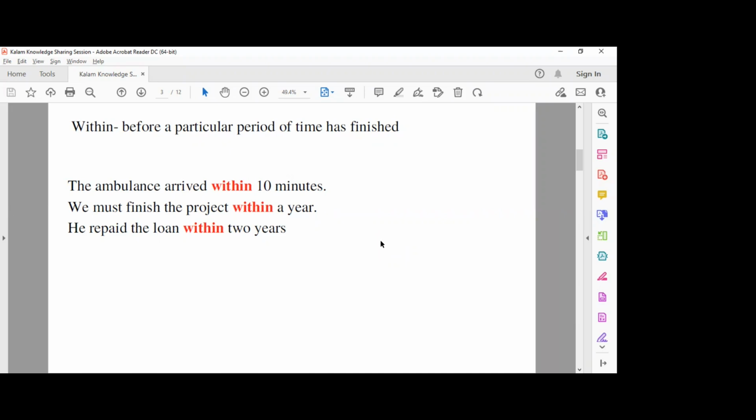Next one is: he repaid the loan within 2 years. He has to repay the loan within 2 years. Actually in that case they are mentioning that within 2 years he has to repay the loan. So when we are talking about the duration of time, in that case we have to use "within".